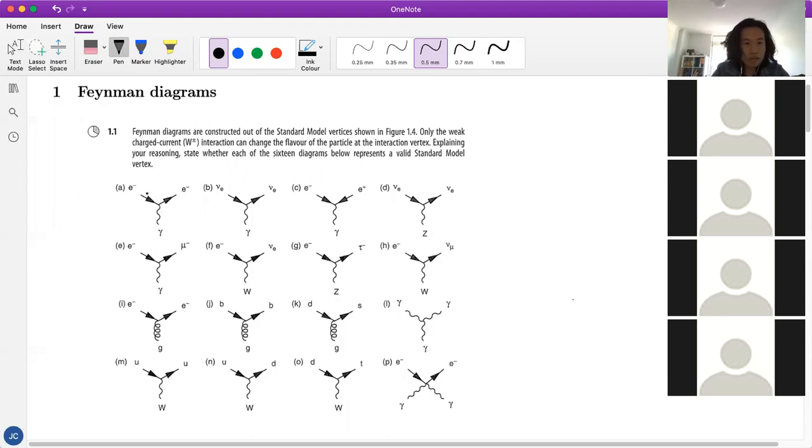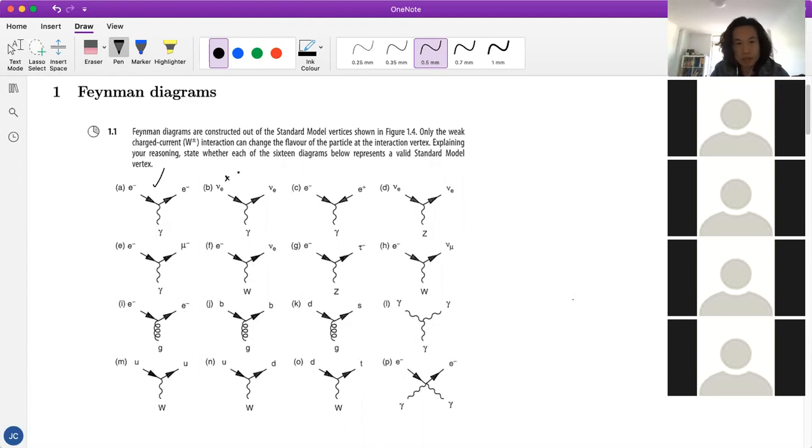A is just electron coming in, electron going out, emits a photon. That's perfectly fine. That's just your QED vertex, the only one that's allowed. For the second one, you have neutrino going to a neutrino emitting a photon. That's not allowed because neutrinos don't have electromagnetic charge. So nu E is not charged, so it can't have a coupling with the photons because photon carries the EM force.